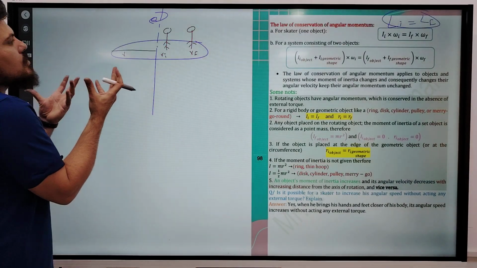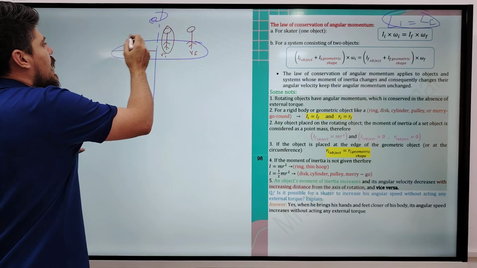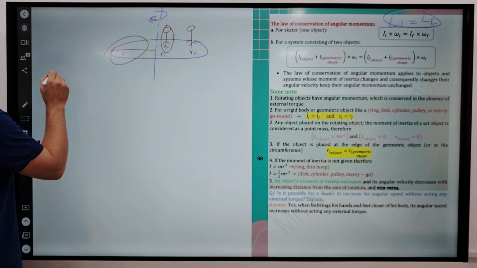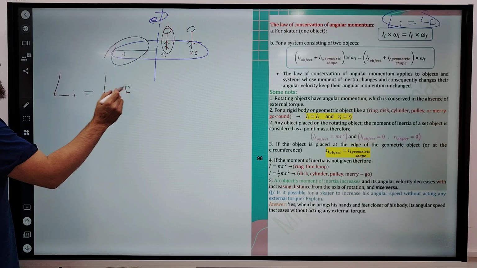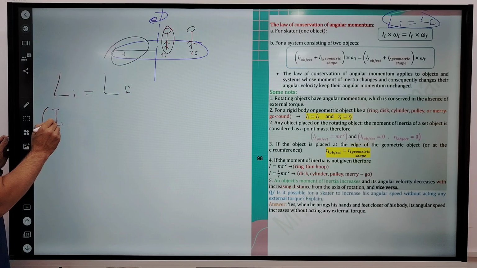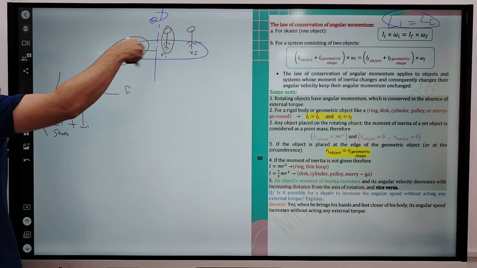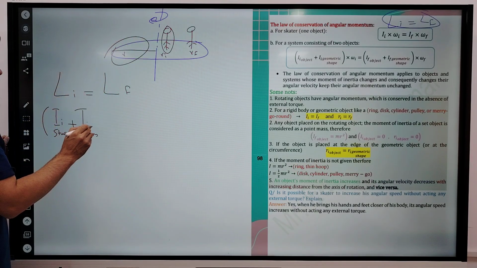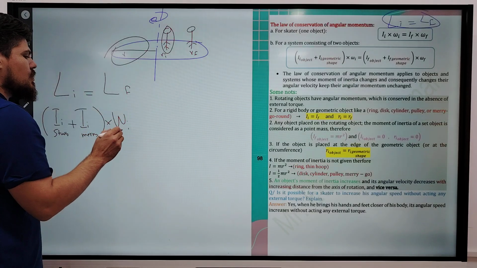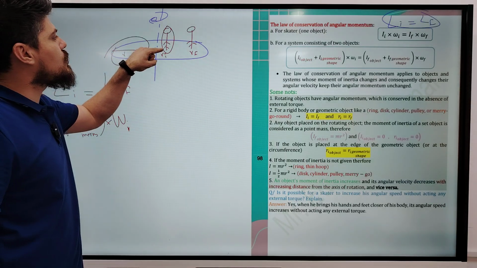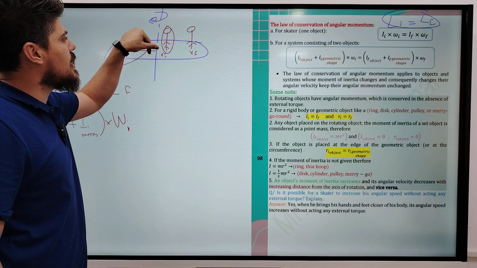Okay, in that case, how many objects do we have? Two: the student and the rigid geometric shape, which is the merry-go-round. So in that case, L initial is equal to L final. L initial is equal to I initial for the student plus I initial for the merry-go-round, times omega. The angular speed is the same at first because every point on a rotating object has the same angular speed.